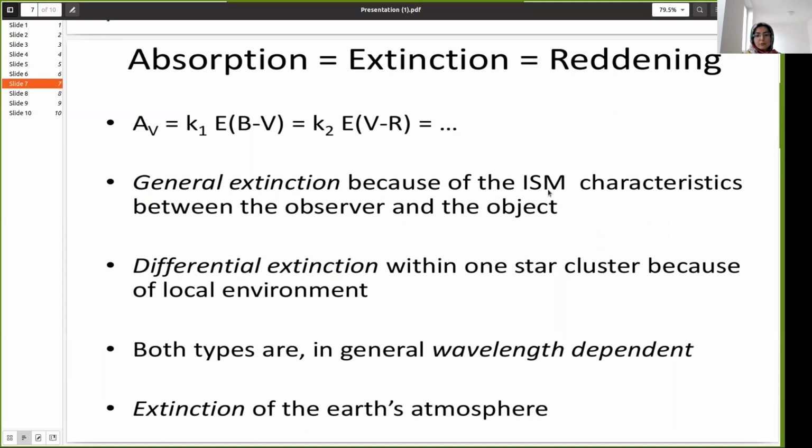I can say that reddening is related to redshift. Maybe you know about the Doppler shift or redshift. We call it redshift when something goes far from us. If something comes near us, we call it blueshift. But when something goes far from us, we call it redshift. And reddening is related to redshift, to the Doppler shift.